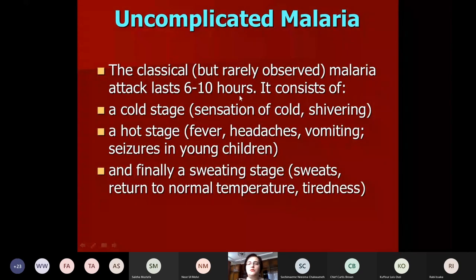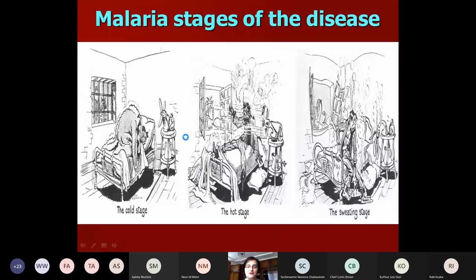In uncomplicated malaria, the classical but rarely observed attack lasts 6-10 hours. It consists of a cold stage, with a sensation of cold and shivering, and then a hot stage.